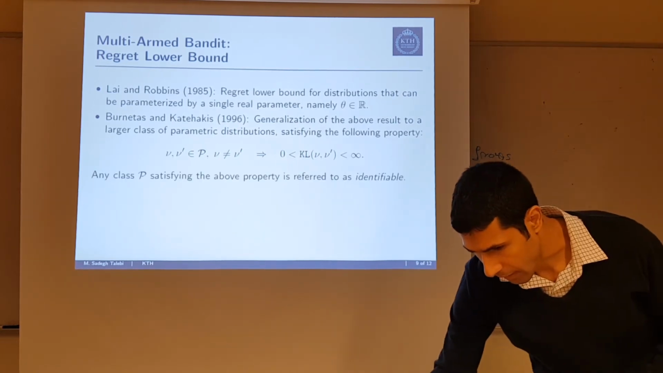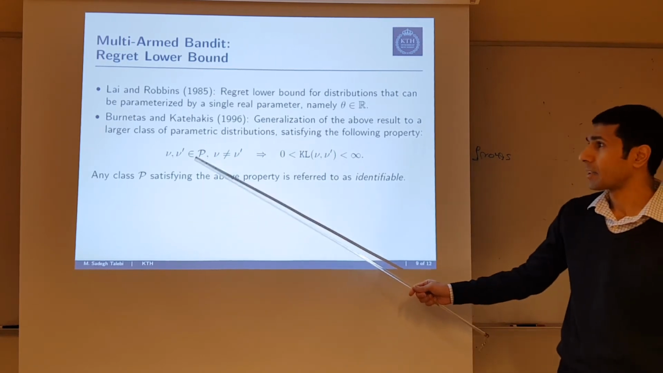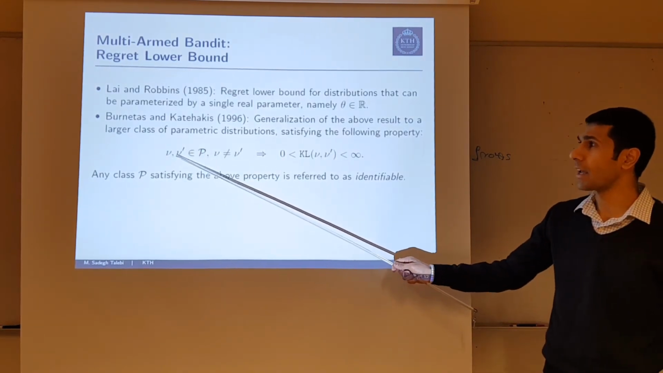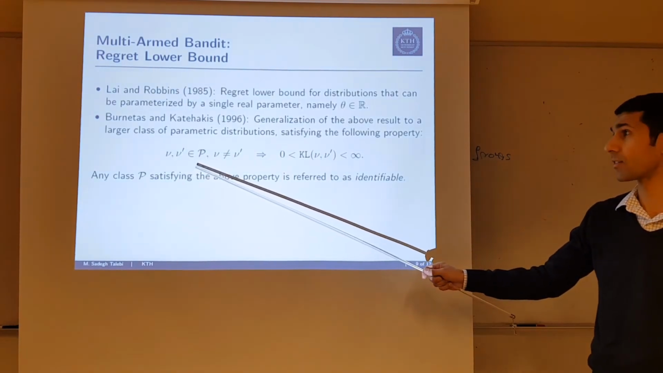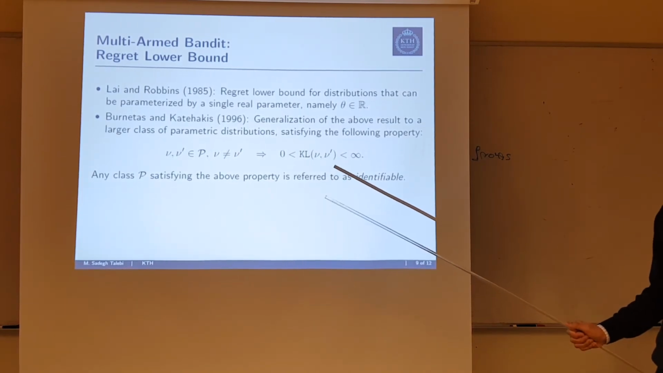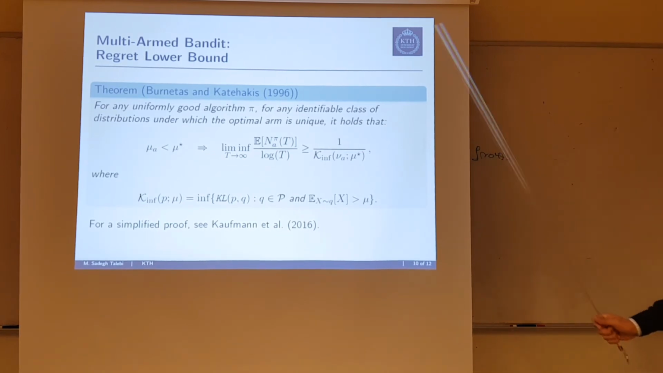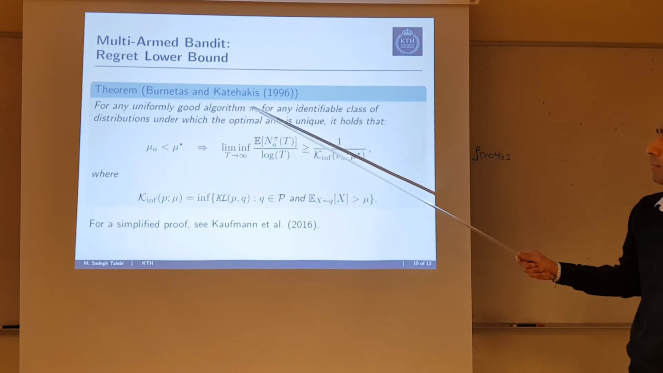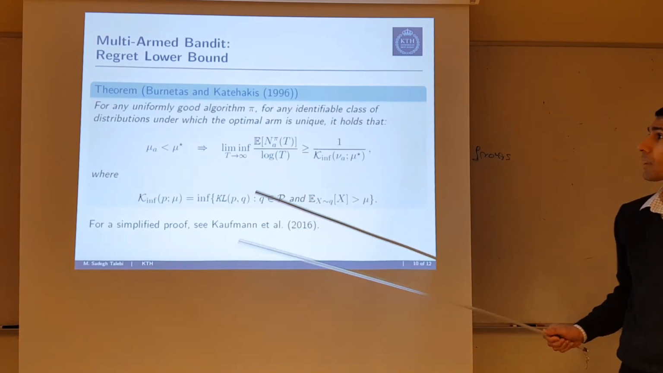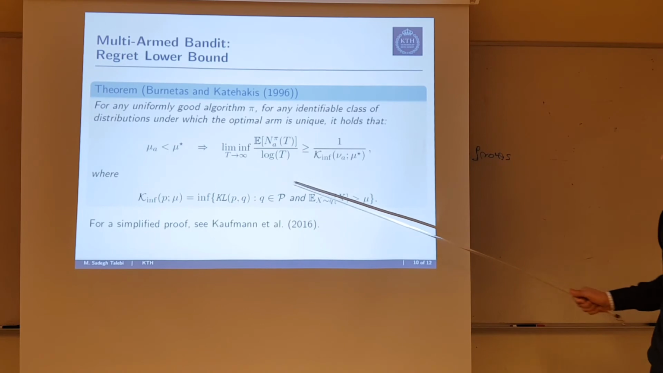But let us first introduce this identifiable class of distributions. A class calligraphic P of distributions is called identifiable if for any pair of distinct distributions nu and nu prime, the KL divergence between nu and nu prime is finite. So this is sort of an identifiability assumption. Under this assumption, we have this from Burnetas and Katehakis: for any uniformly good algorithm pi, and for any identifiable class of distributions for which the optimal arm is unique, if arm A is suboptimal, then this lower bound holds.